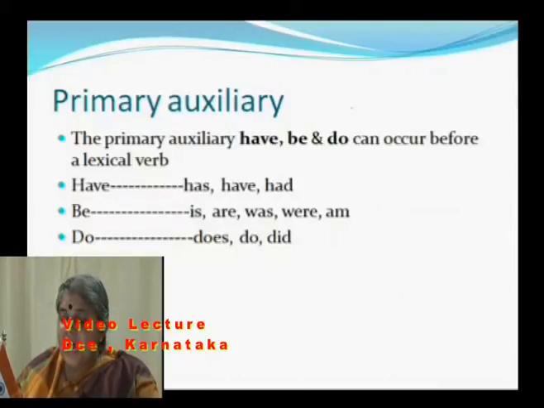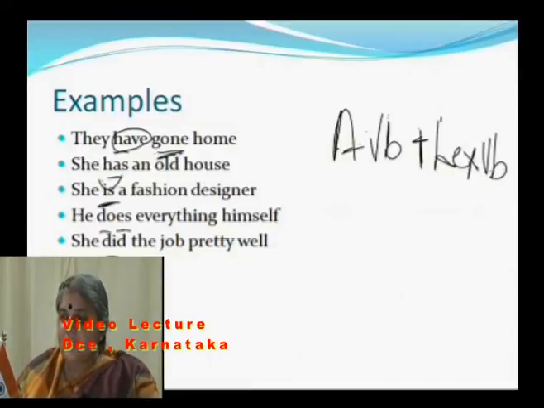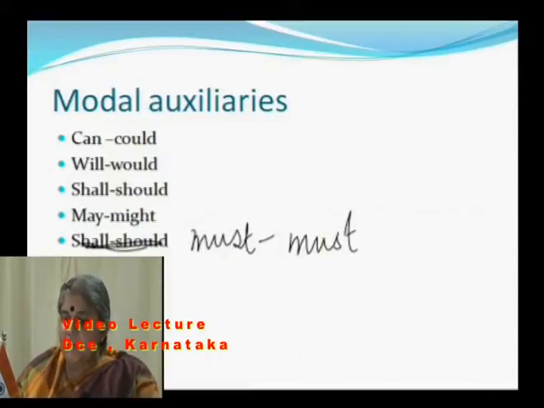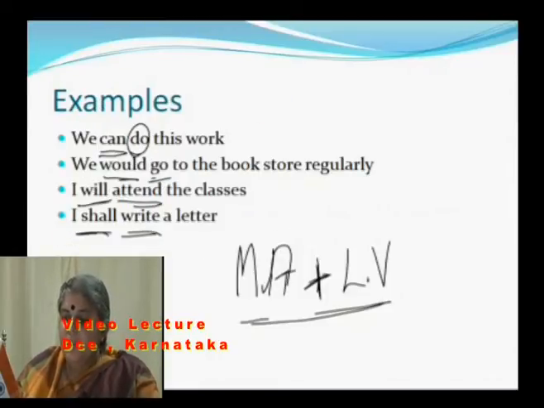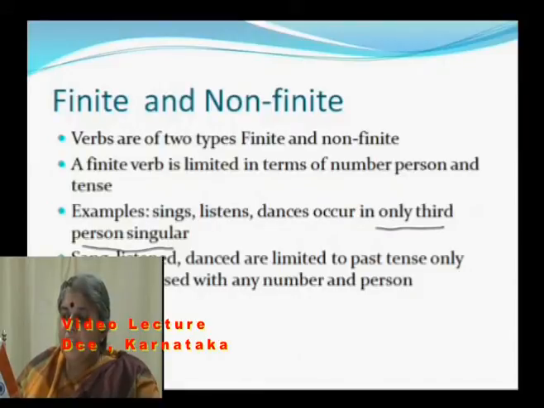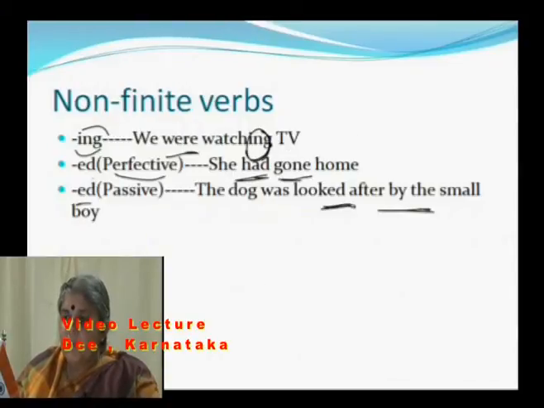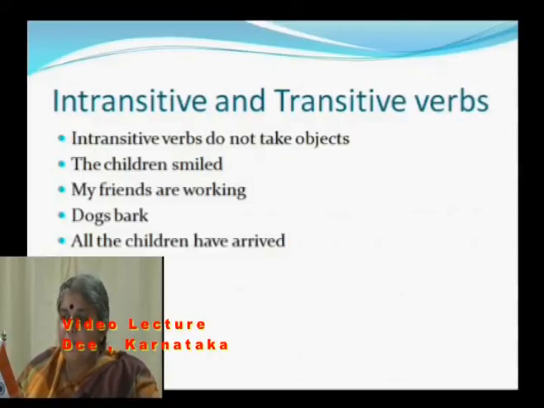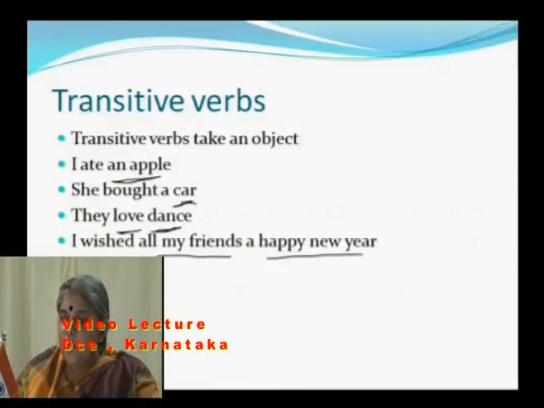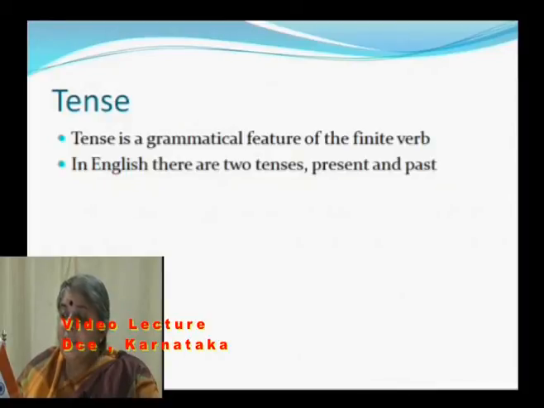Be: is, are, was, were, am. Do: is, does, do, did. Then I gave you the examples. The modal auxiliaries do not take a past tense form. Then I gave you the example. The verbs are divided into two types, finite and non-finite. I gave you the example of the finite form, then the non-finite form. Then we went on to understand intransitive and transitive verbs. Then the grammatical feature of the finite verb is what?